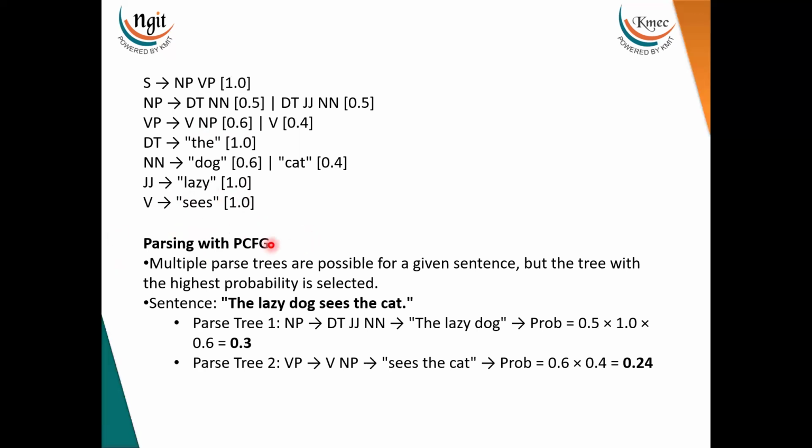So this is parsing with a probabilistic context-free grammar. Multiple parse trees are possible for a given sentence, but the tree with the highest probability is selected. The sentence is 'the lazy dog sees the cat.' Now let us take parse tree 1, that is noun phrase: determiner, adjective, and noun, 'the lazy dog.' So from this you can derive the probability. And parse tree 2 is a verb phrase, defined as a verb followed by a noun phrase, 'sees the cat.' So the probability is this. This is how we need to calculate.